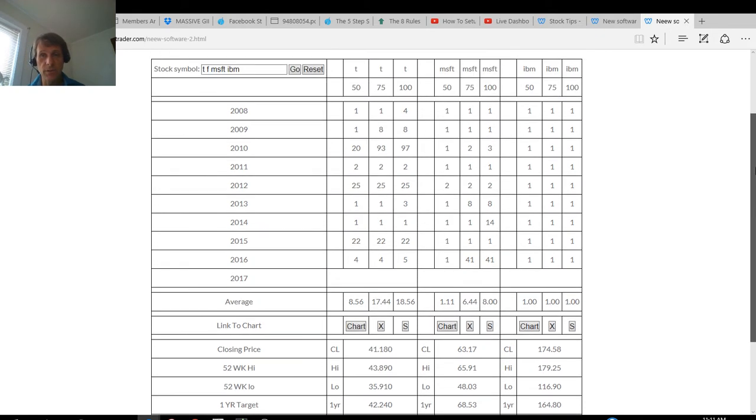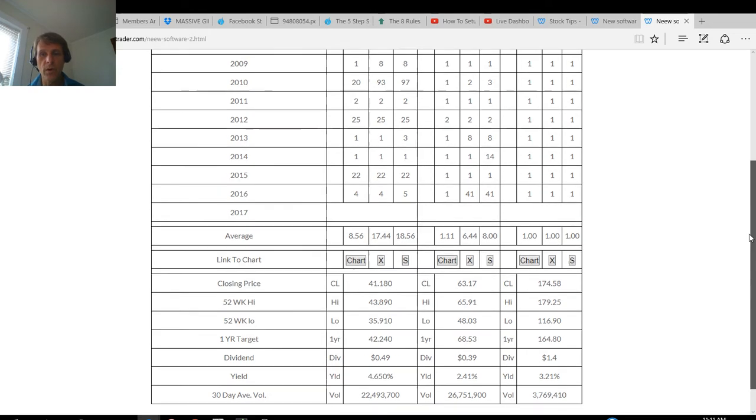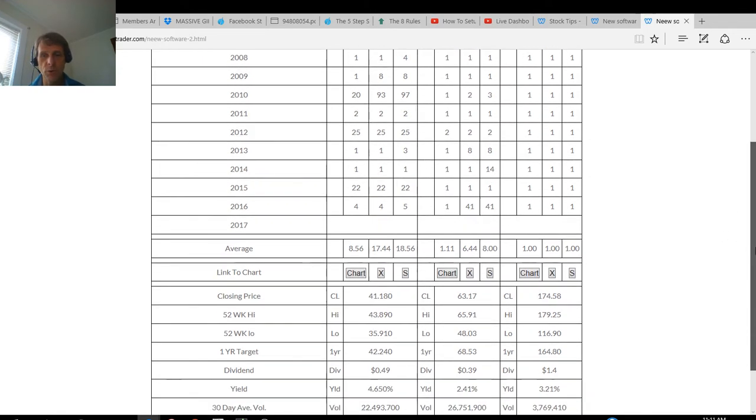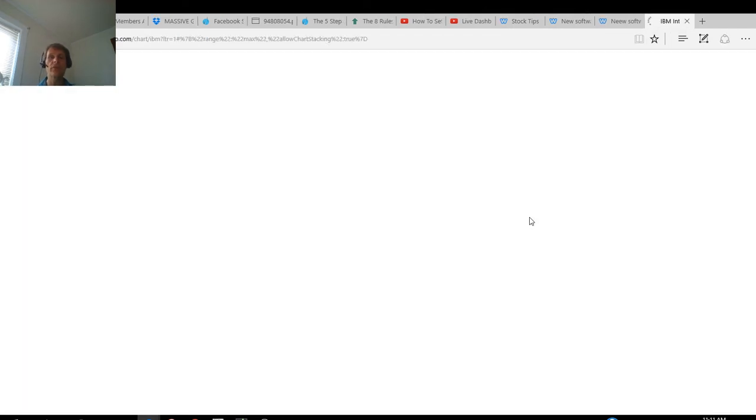And the last one, I believe, was IBM. IBM is one of the few companies to have ones across the board, ones everywhere. You want your dividend, boom, you get it in one day. Look at that, $1.40 dividend, and it's still 3.2%. That's like a definite no-brainer. So let's quickly look at IBM and see what they've done over the last 10 years.